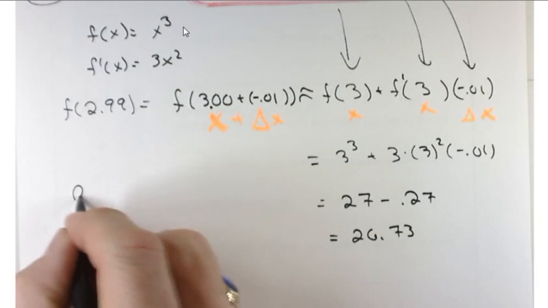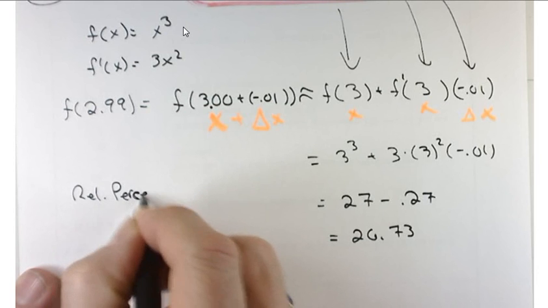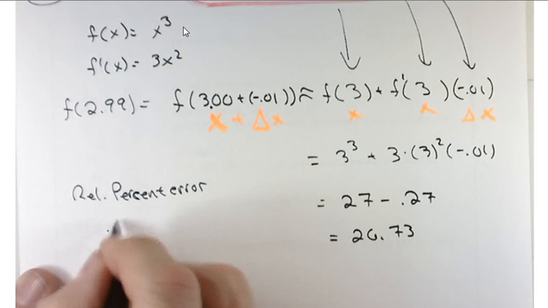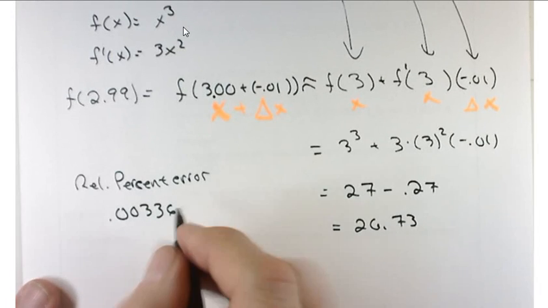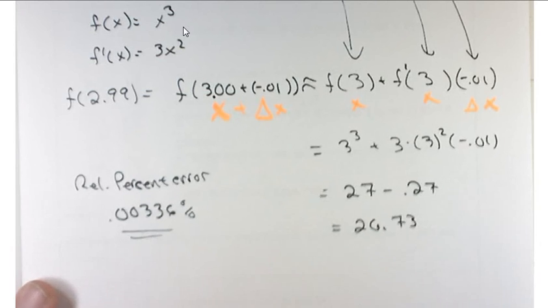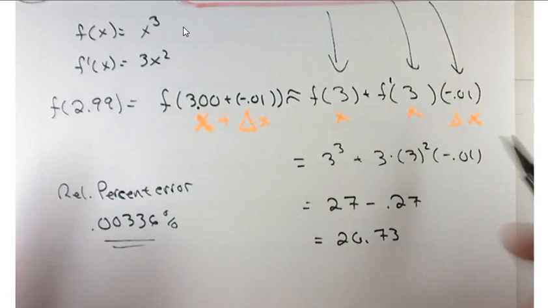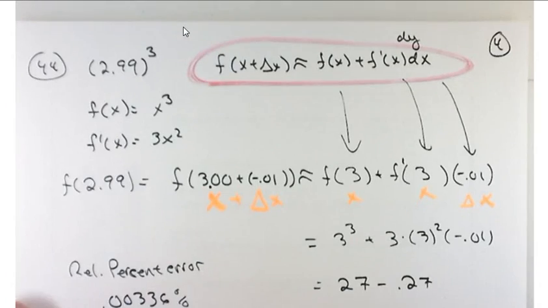So the relative percent error is about 0.00336%. That's really, really small. Okay. So you're seeing how the differential here, and this term here is our differential, it's our dy, can be used to help us approximate functions.